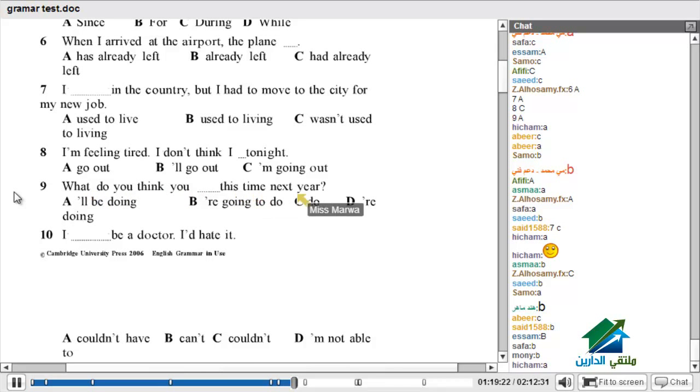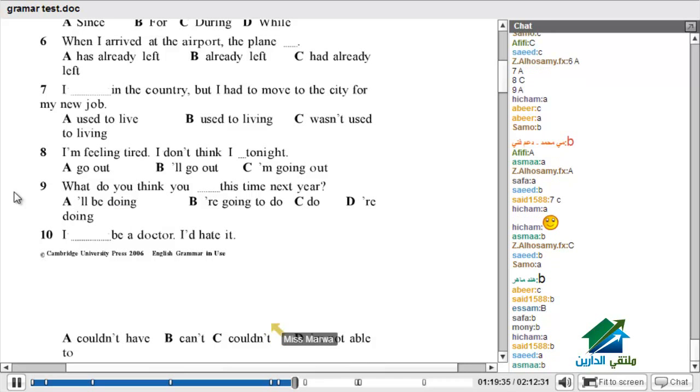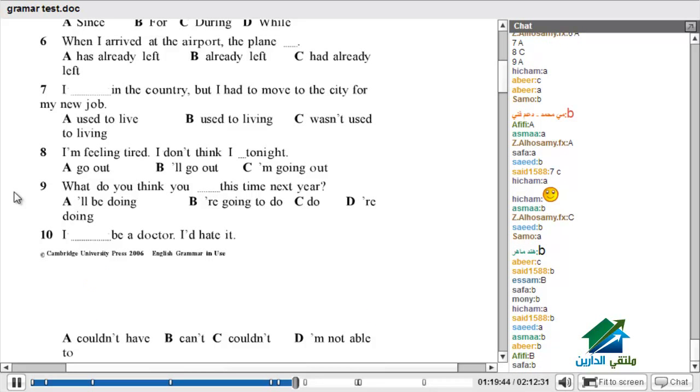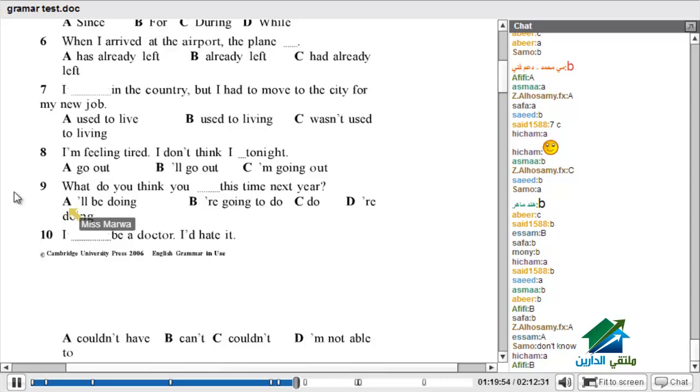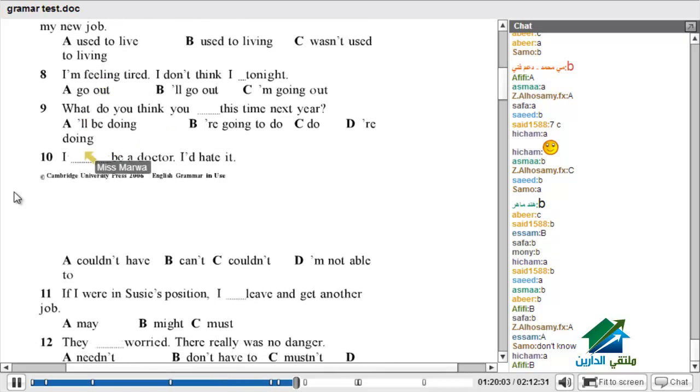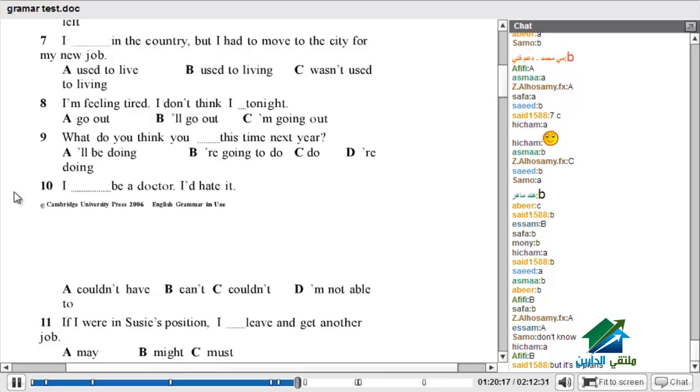Number nine. What do you think you this time next year: will be doing, are going to do, do, are doing? A. The right answer is A. Excellent. What do you think you will be doing? Future continuous. دايماً التنس ده expressing something which will happen, but يعني في time محدد جدا. For example, when I say tomorrow 8 o'clock, I'll be waiting for you. خلاص, it's okay. يبقى I'll be waiting for you, بس في وقت معين.